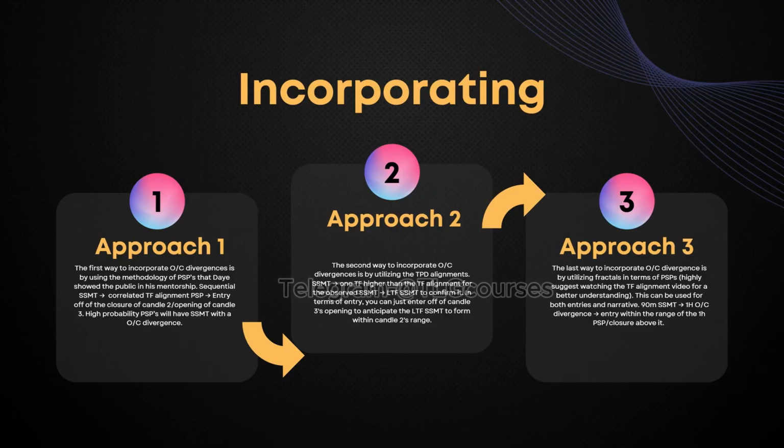Because the correlated time frame for the 90-minute sequential is the 5-minute, and if you go one time frame higher, it's the 15-minute. And then you have your lower time frame sequential SMT to confirm it. In terms of entry, and I put this here because this is how I do it, you can just enter off the candle 3's opening to anticipate the lower time frame sequential SMT to form within that candle 2's range.